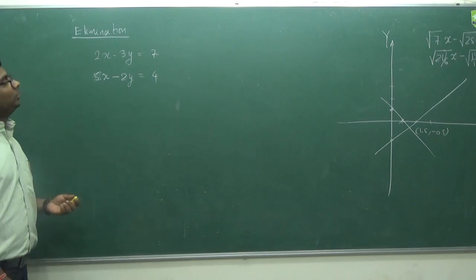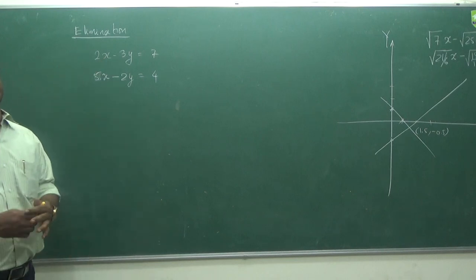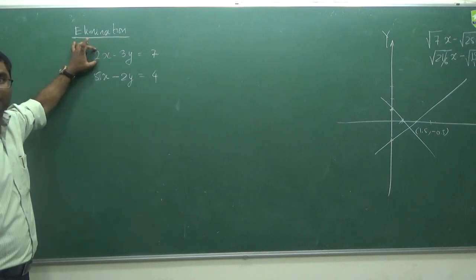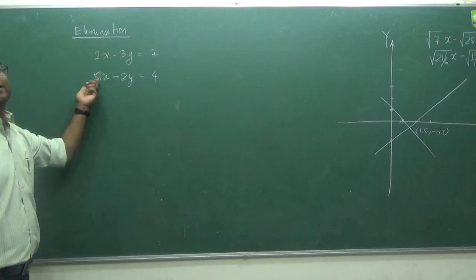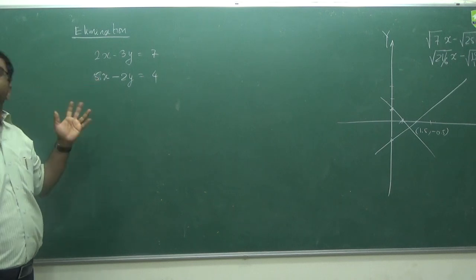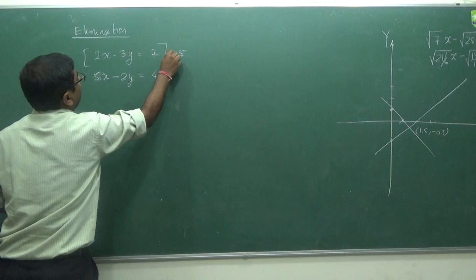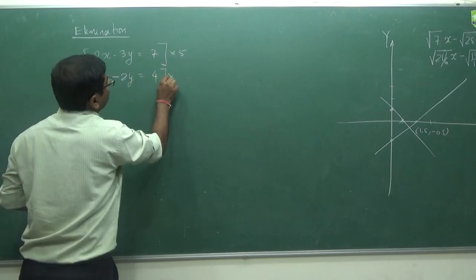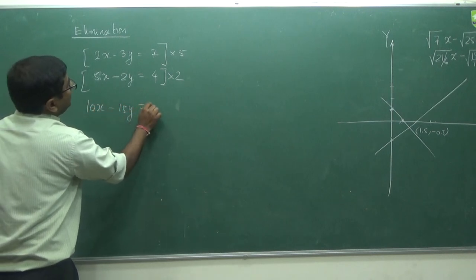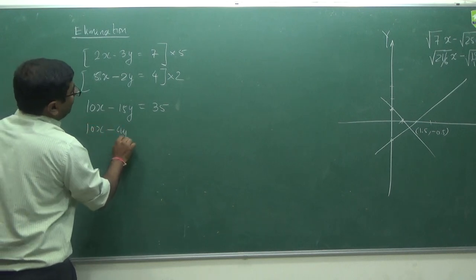Anyway, I'll tell you the full method. Let us say I want to eliminate x. Then I have to do something so that the coefficient of x here and the coefficient of x here are either the same or have opposite signs. That's it. So I multiply this by 5 and this by 2. So what will I get? I'll get 10x minus 15y equals 35, and 10x minus 4y equals 8.